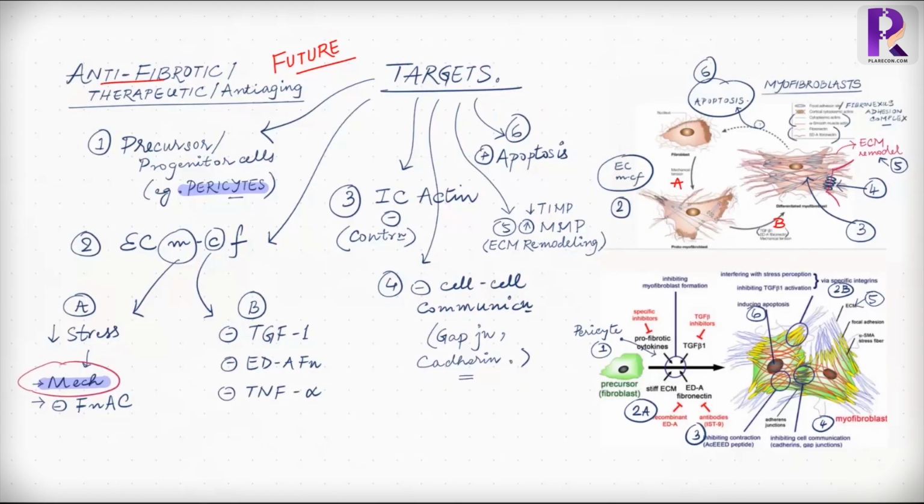Though there are no anti-fibrotic therapeutic agents currently that may prevent myofibroblast hyperactivity, attempts have been made to target progenitor cells like pericytes which transform into myofibroblasts, or else change the extracellular mechanico or chemical factors by inhibiting the intracytoplasmic actin, which is the contractile element, by inhibiting cell-to-cell transmission through gap junctions, by inhibiting extracellular matrix remodeling or rigidity, and by promoting the apoptosis of myofibroblasts.